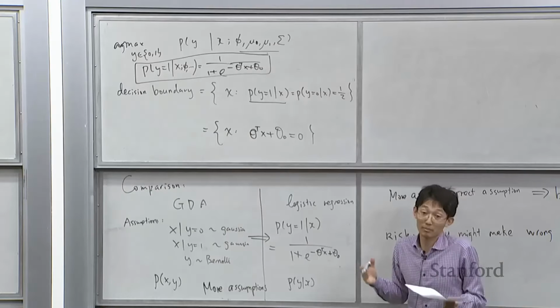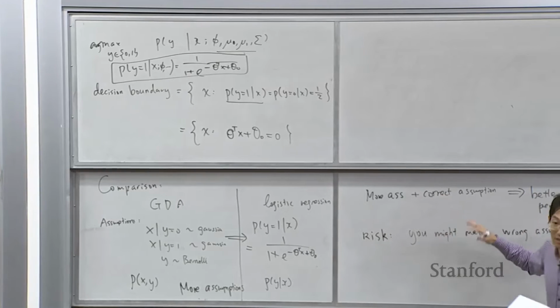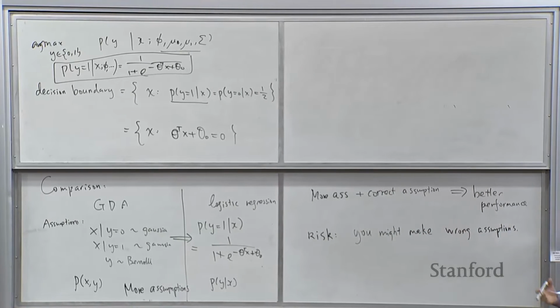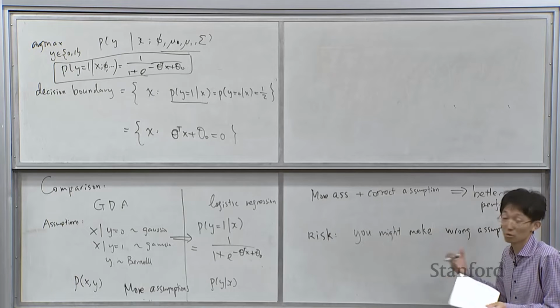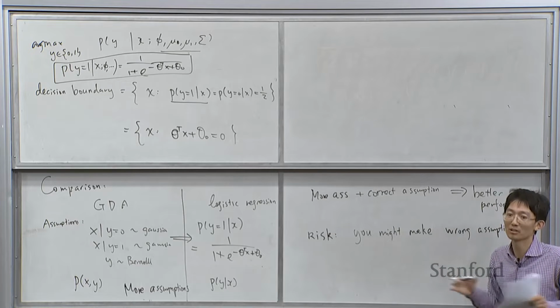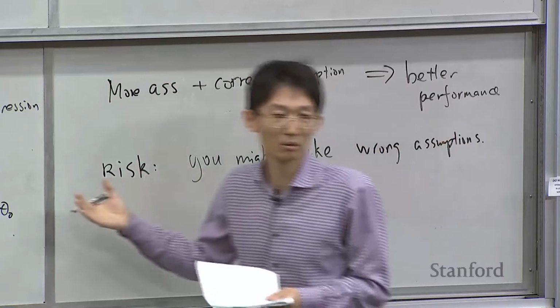And whether it's better or not, as I said, basically depends on how correct your assumptions are. Probably you can never have exactly correct assumptions, but when your assumption is approximately correct, then you should do GDA. If your assumption is just completely wrong, then you probably should do logistic regression.